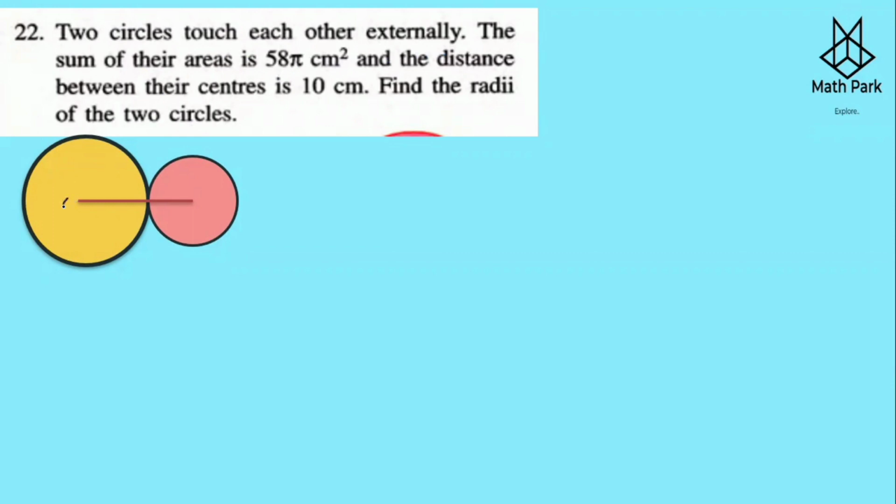Two circles touch externally each other and the sum of their area is 58 pi and the distance between their centers. So this is O and this is O dash. So distance between their centers is 10 centimeter. So if I take the radius of the smaller one as r, so this becomes 10 minus r because distance OO dash is 10 centimeter. Find the radii of two circles. So what is the given condition? That the sum of their areas. So we have pi r square plus pi into 10 minus r whole square is equal to 58 pi. Sum of their areas is given as 58 pi.